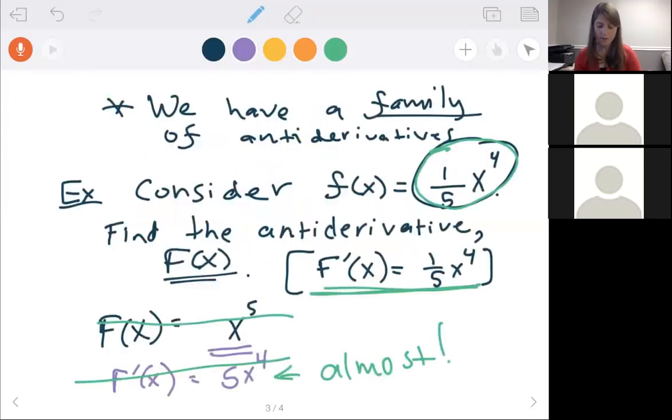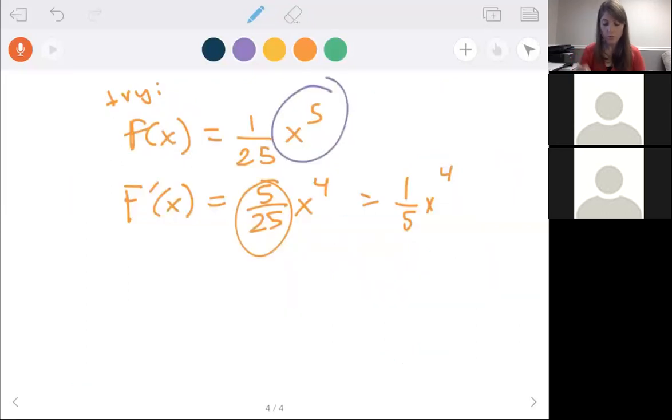So what they said is, find the antiderivative capital F of x. So what we want to do after we've done our guess is remember the idea of, it could be 1 over 25 x to the fifth, but it could also be 1 over 25 x to the fifth minus 1 plus 1 plus 10. Right? We want to make sure we get the family of antiderivatives.